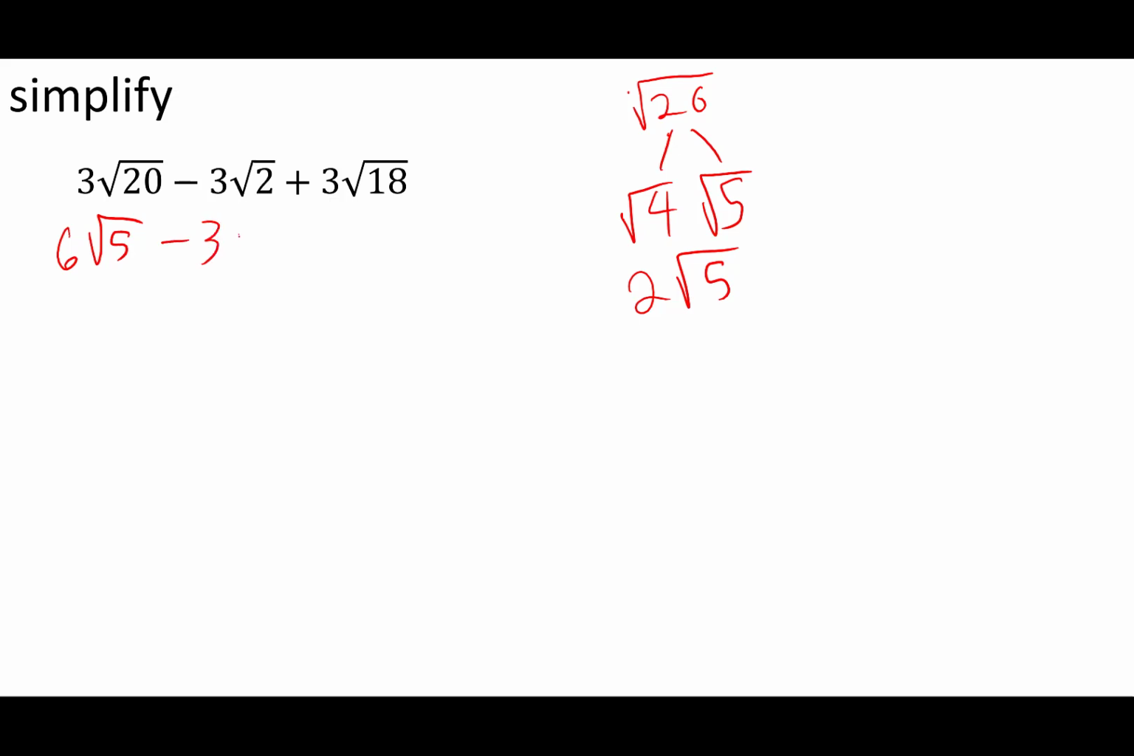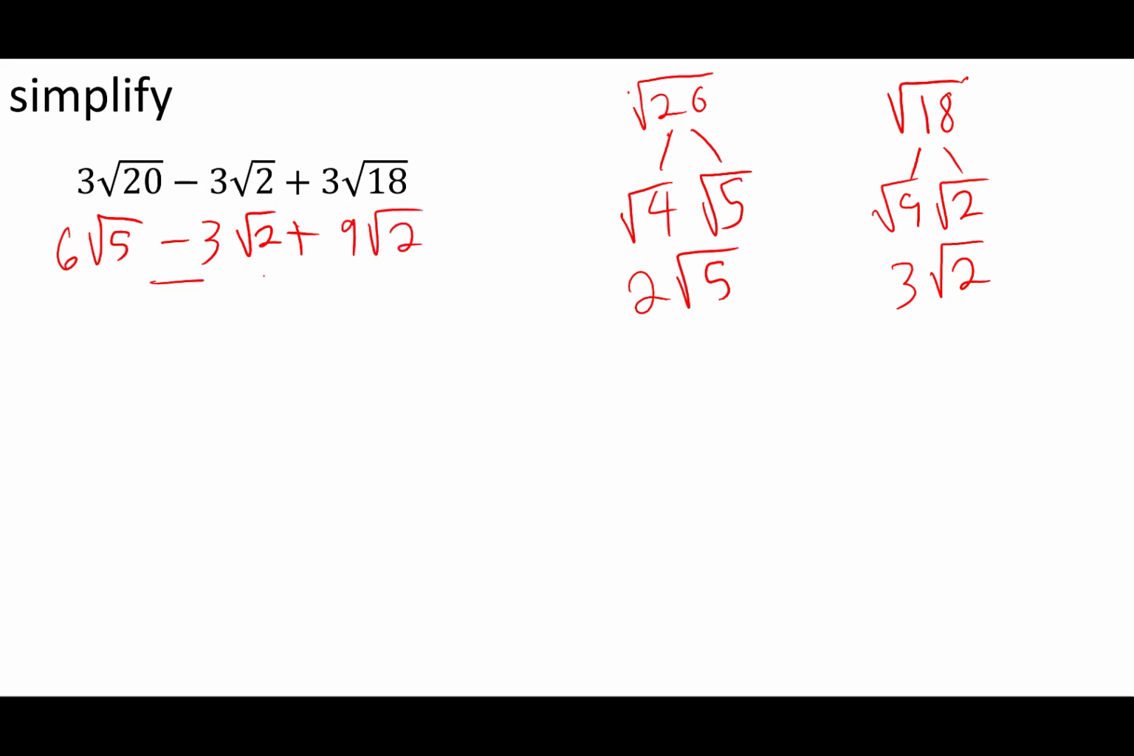Minus 3 square root of 2 plus, all right, now let's look at the square root of 18. 2 I know is already simplified, it's prime. Well, 18 is 9 and 2. Well, the square root of 9 is 3, so I get 3 square root of 2. Okay, so now I'm going to take 3 times 3, which gives me 9 square root of 2.